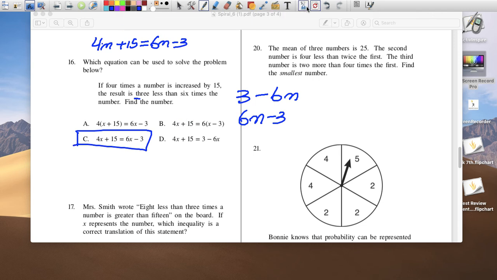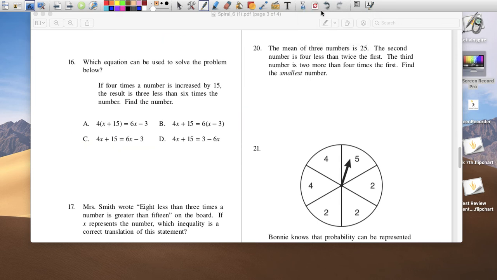The mean of three numbers is 25, so (x plus y plus z) divided by 3 equals 25. That's what you should write. Three numbers, mean means average, right? So we are adding them up and dividing by however many are in the data set, which in this case is 3.